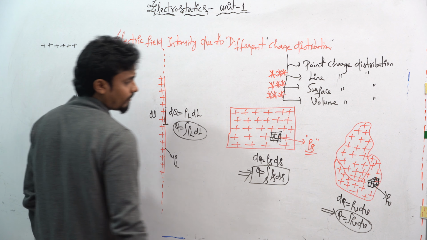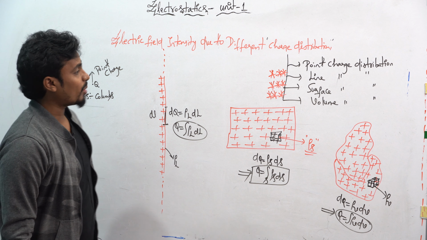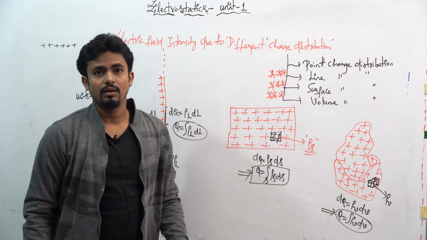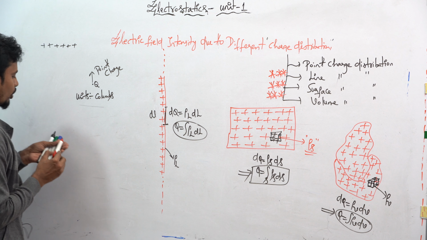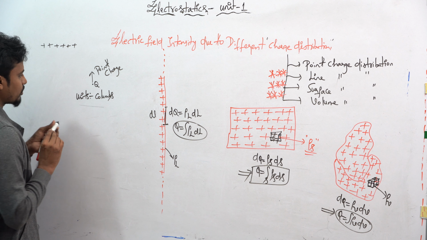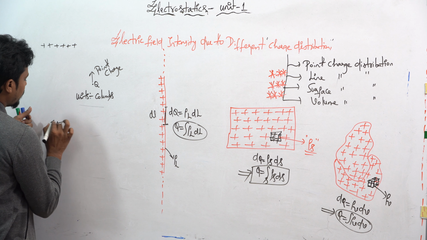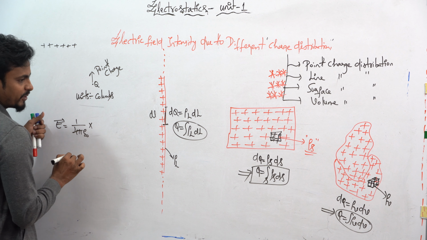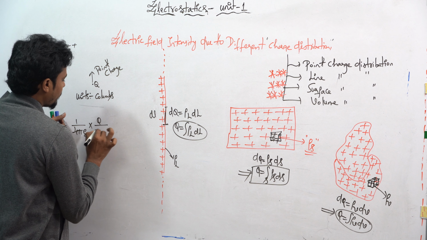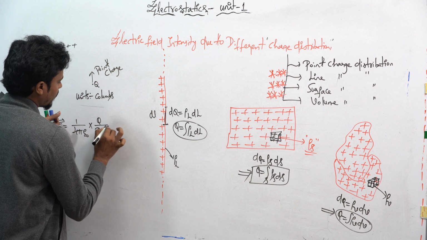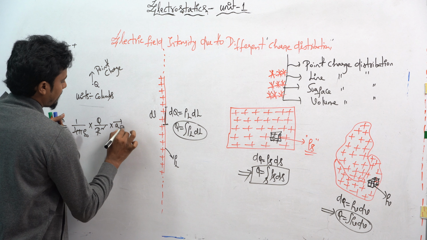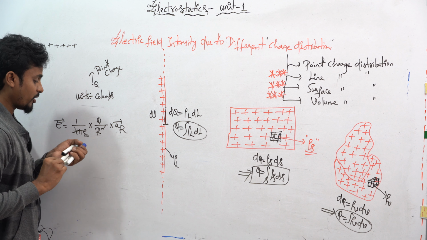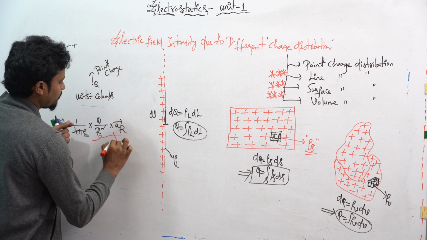Okay. Now let's see some important problems based on the line, surface as well as volume. For example, if you want to find out the electric field, E bar is equal to 1 divided by 4 pi epsilon naught into Q by R square into A R bar. This is for the point charge.